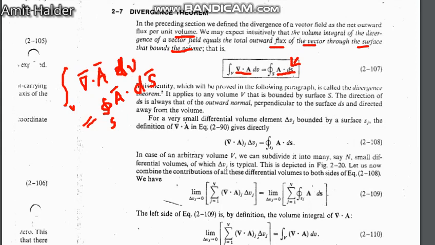So the thing is that the volume integral of the divergence of a vector field equals the total outward flux of the vector through the surface that bounds the volume, that is this. And eventually we can say, which will be proved in the following paragraph, that this is known as the divergence theorem, and it applies to any volume V that is bounded by the surface S. The direction of dS is always that of the outward normal, perpendicular to the surface and directed away from the volume.